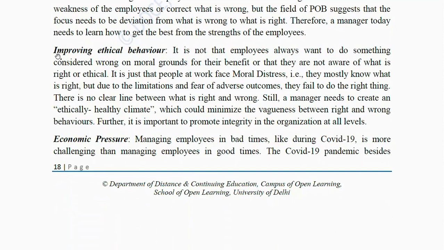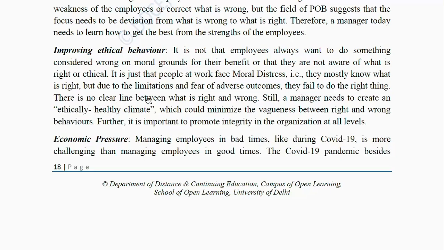Number 9, improving ethical behavior. It is not that employees always want to do something considered wrong on moral grounds for their benefit, or that they are not aware of what is right or ethical. It is just that people at work face moral distress, or they mostly know what is right, but due to the limitation and fear of adverse outcomes, they fail to do the right thing.